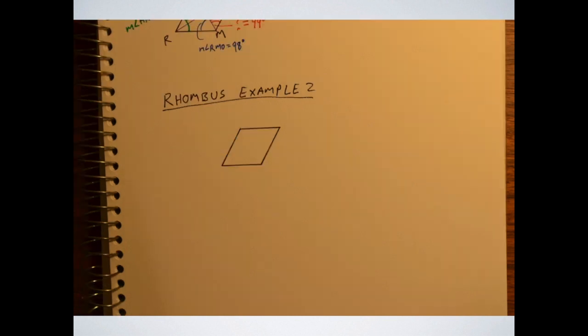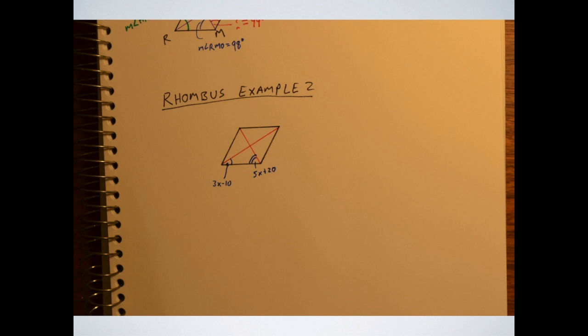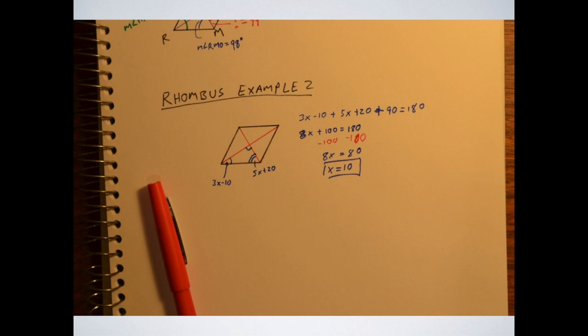Let's get another example in your notes. Here we've got another rhombus, and let's say those two little angles are given to us, 3x minus 10 and 5x plus 20. The key thing is that the diagonals are perpendicular. And so that little tiny triangle down below, all three of the angles add up to 180. So we have 3x minus 10 plus 5x plus 20 plus 90 equals 180. Then we'll solve in the usual way. Combine like terms, subtract 100, divide by 8, and you get that x is 10.